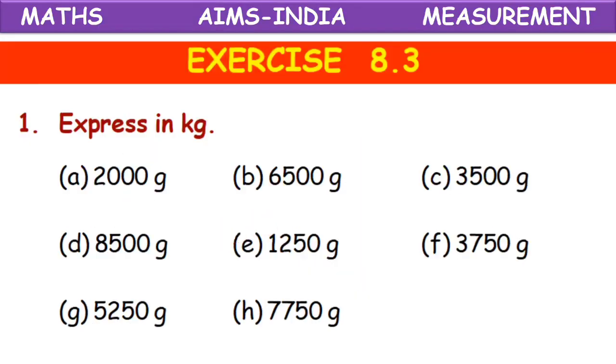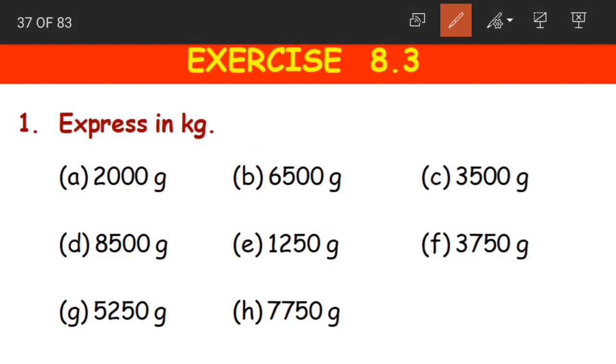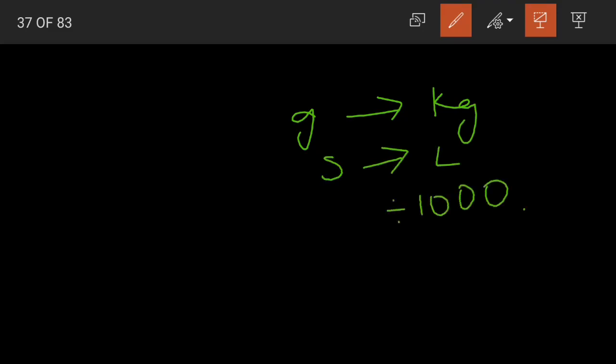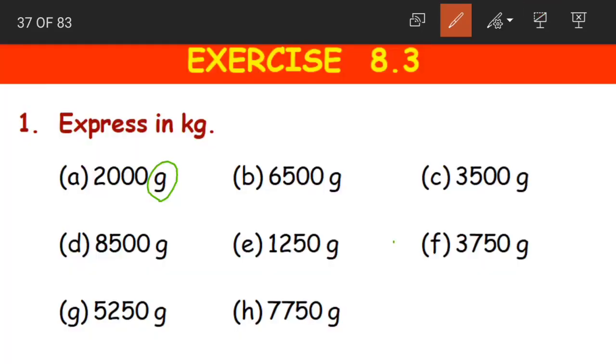Now here we are having a few exercise problems, children. Yes, we have to express in kilograms. Just now as we have done, it is given in grams. We have to express in kilograms. A smaller unit is to be expressed as a larger unit. So we have to divide by 1000. As 1000 grams is equal to 1 kilogram, we have to divide by 1000.